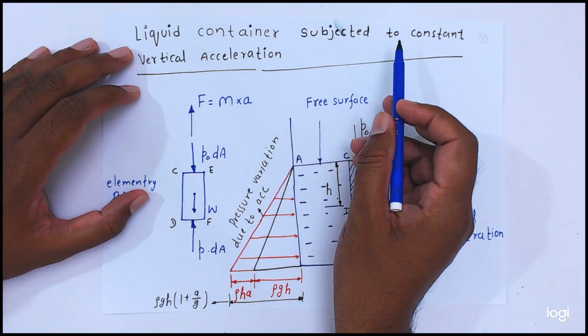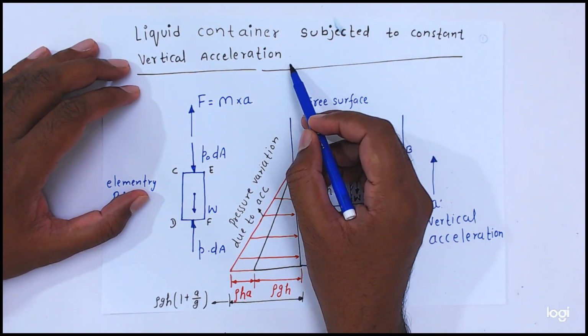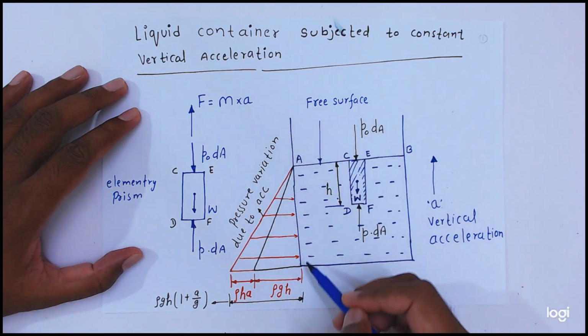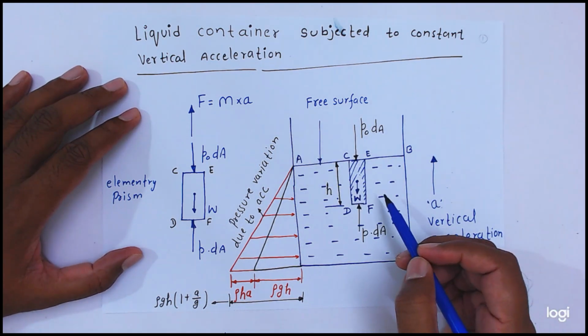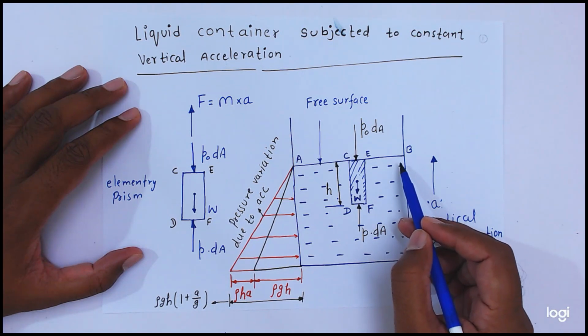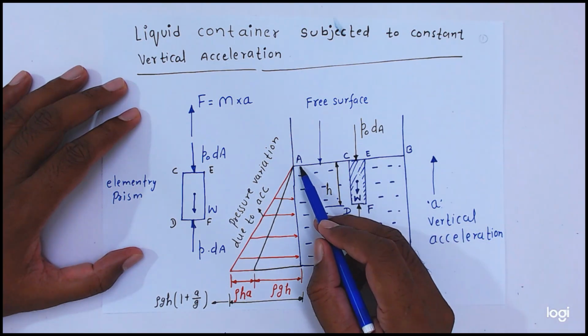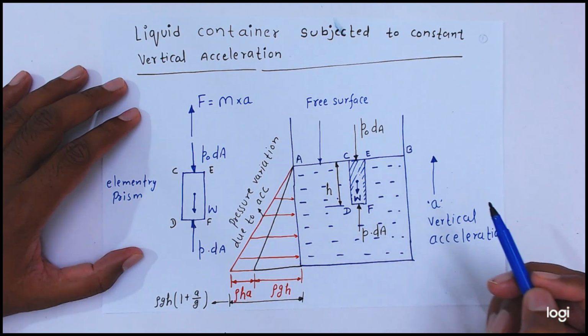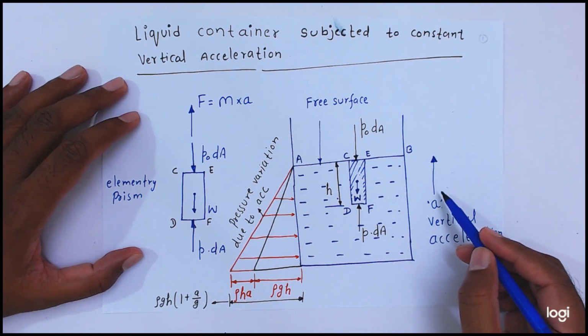Liquid container subjected to constant vertical acceleration. Friends, this is the tank. In this, liquid is inside up to a certain level. Its free surface is AB and it is moving with a vertical acceleration a.